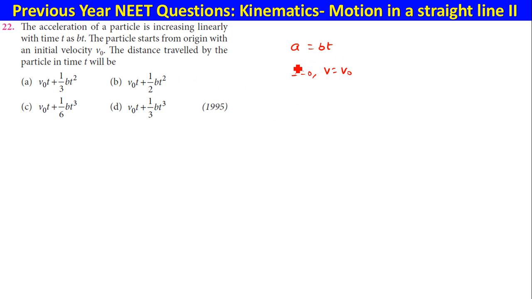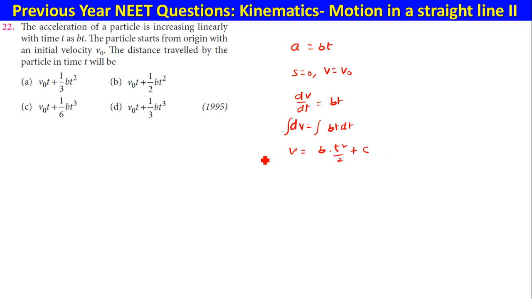So now a is equal to bt. So dv by dt is equal to bt, so dv is equal to bt dt. Integrate on both sides, you get integral dv is nothing but v. Here b is a constant, integral t dt is nothing but t square by 2. Now let us take the integration constant as c.